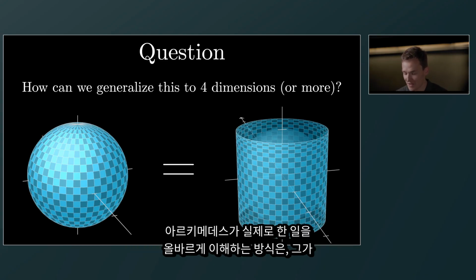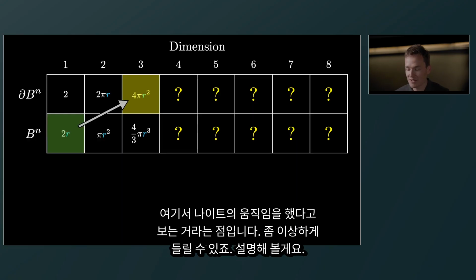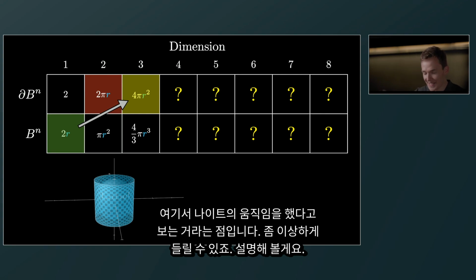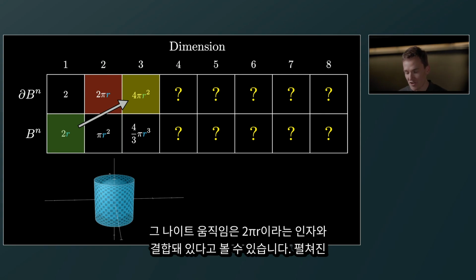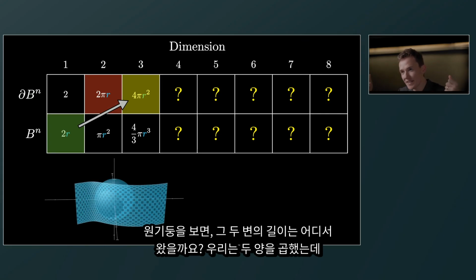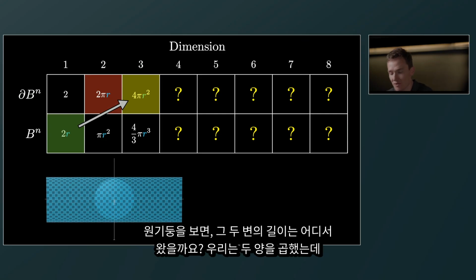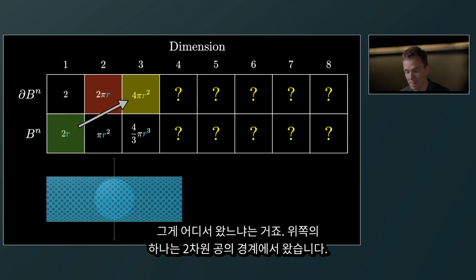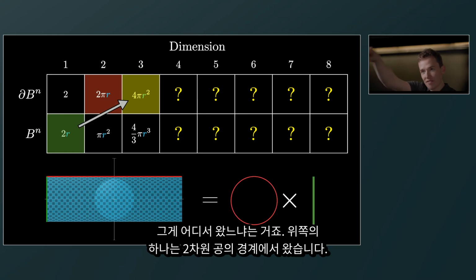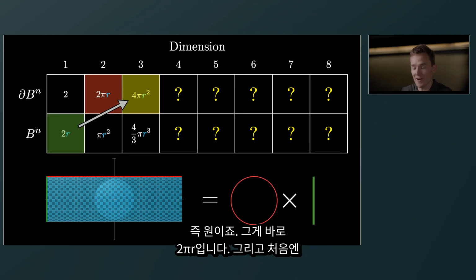And what I want to convince you of is that the right way to think about what Archimedes was really doing is that he was making a knight's move in this. It might sound a little bit weird. Let me explain. So it's a knight's move where you might think of it combined with that 2 pi r factor. Because if we think of that unwrapped cylinder and we say, where did those two side lengths come from? We were multiplying two amounts. Where did they come from? One of them at the top came from the boundary of a 2-dimensional ball, that is a circle. That was your 2 pi r.